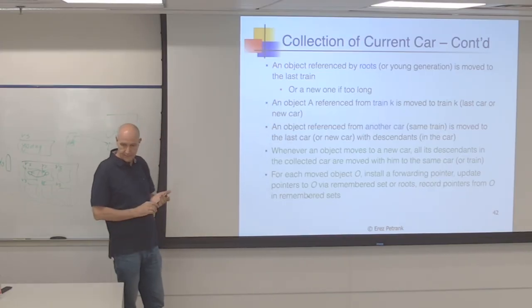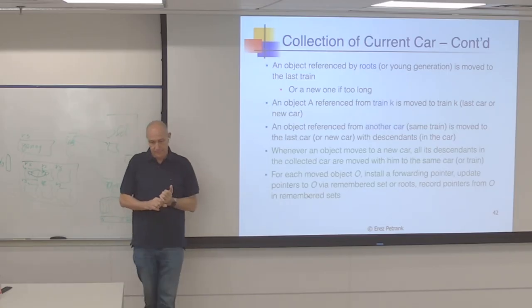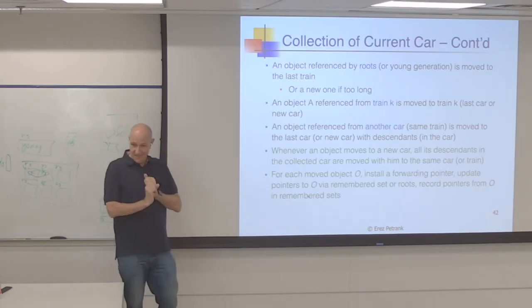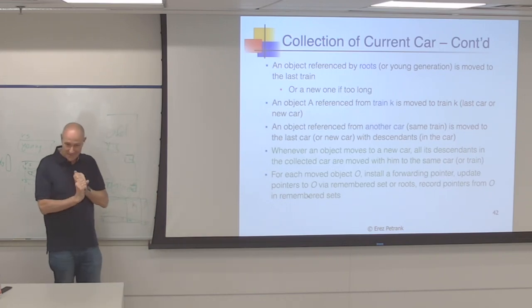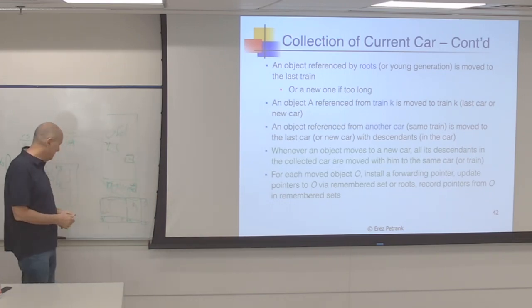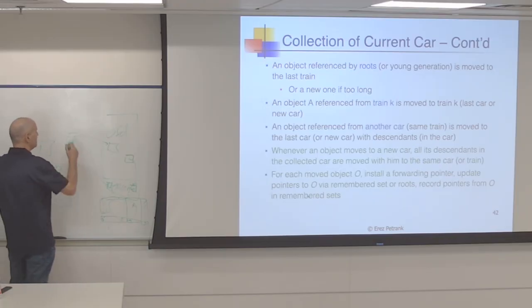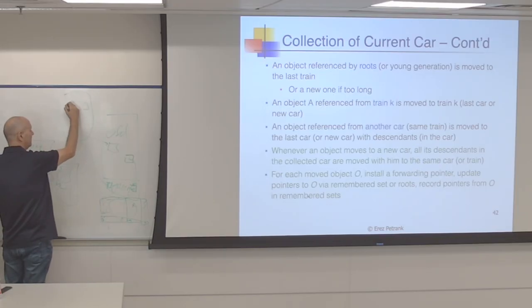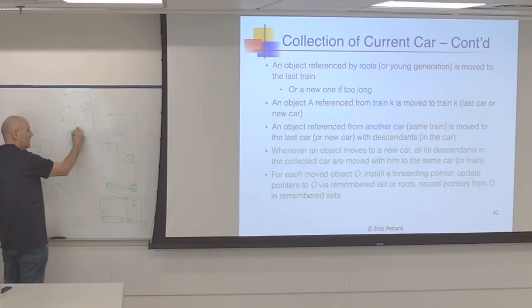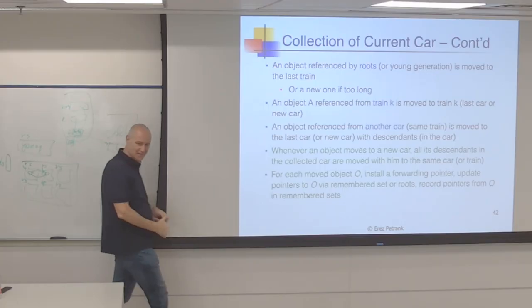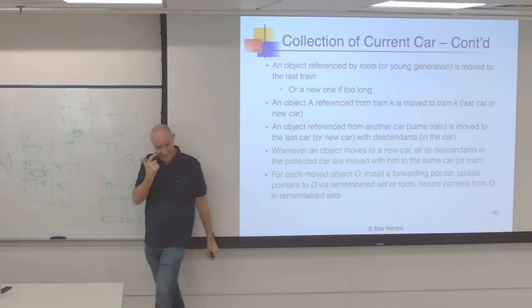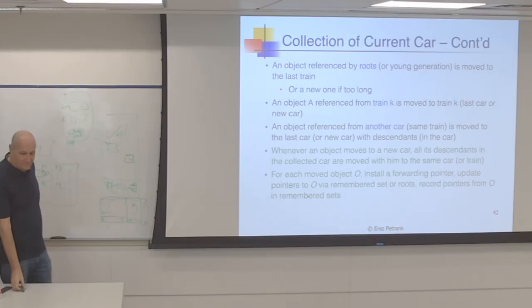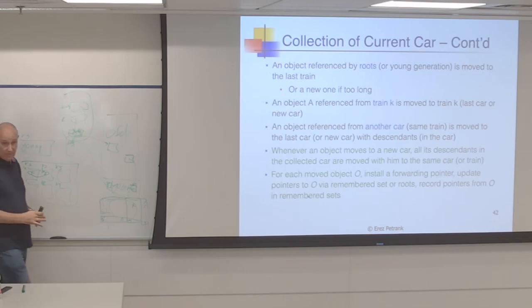Is there any rule to choose if it's reachable from multiple trains? Excellent. This is a question that I usually ask next, but since you asked it: what happens if I have train K plus 3 and train K, and I have pointers to my object in my current car that I'm collecting? Where is it better to move it? I think we can move it into K plus 3, because when we reach train K, we will just move both to K plus 3. Right, exactly.